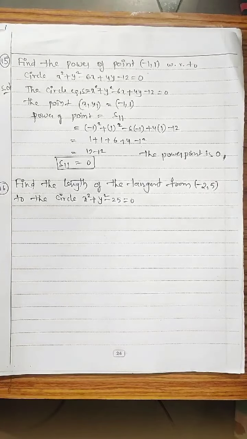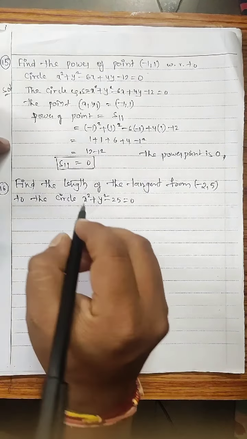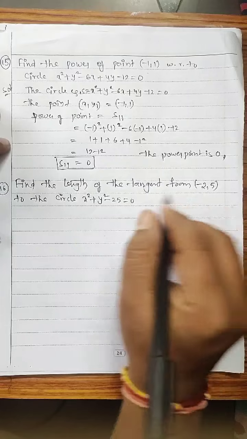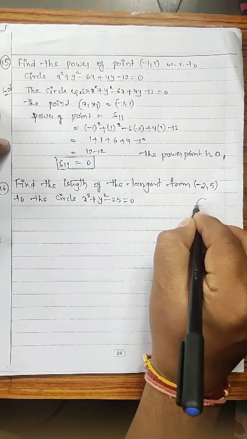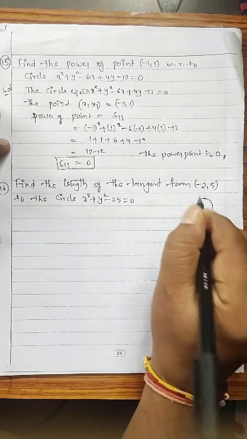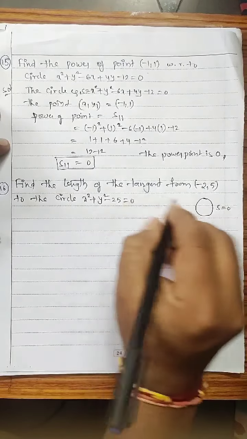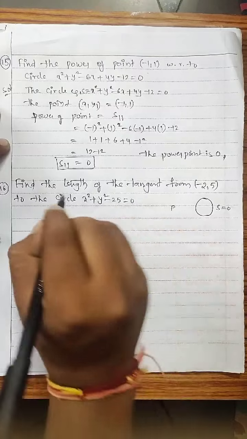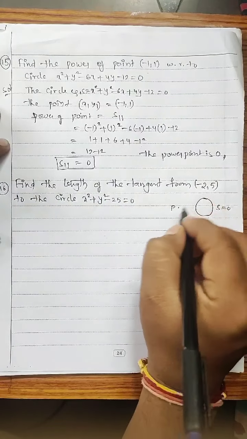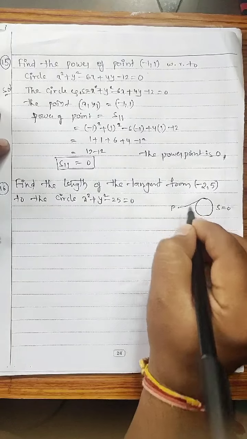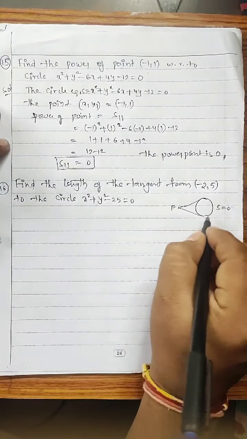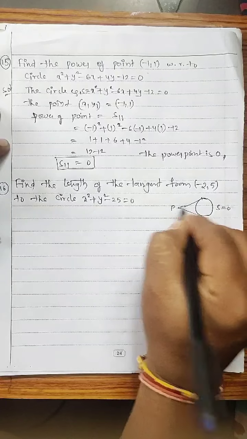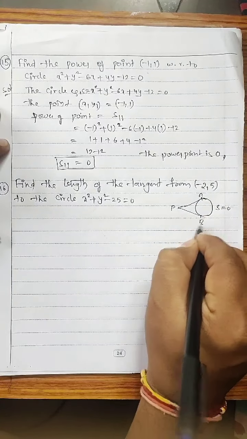Next problem, find the length of the tangent from (-2, 5) to the circle x² + y² - 25 = 0. Before going to this problem, we have to understand the formula here. This is the circle, and this is S = 0. Here point P is an external point. So we can draw two tangents from the point P to the circle. This is one tangent, this is another tangent.